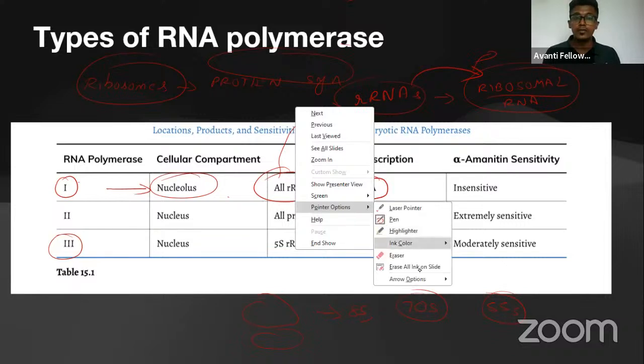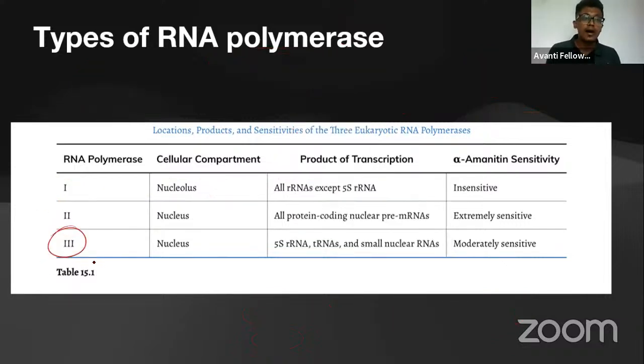Got it now? So next we go for RNA polymerase 3. What is our RNA polymerase 3? RNA polymerase 3 is also found in the nucleus region. Remember, RNA pol 2 and RNA pol 3, both of them are found in the nucleus region. Now, what is the function of your RNA polymerase 3? The first most important function of your RNA polymerase 3 is your tRNA.